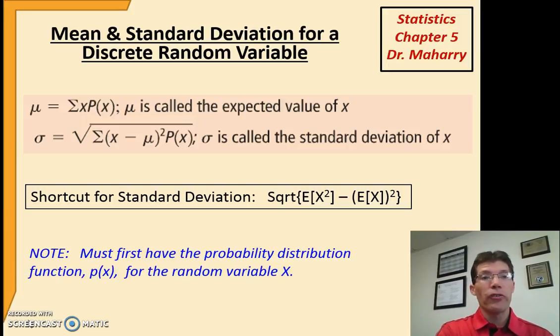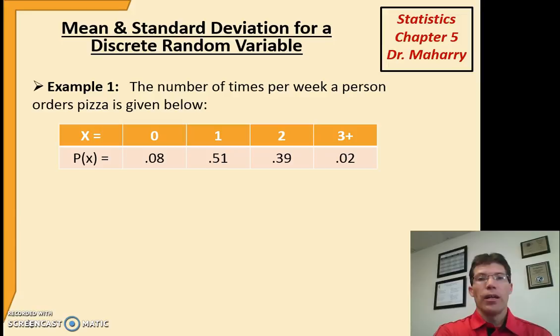Now don't forget that the first thing you need is the probability distribution function. You need to know the probabilities associated with each value of the random variable x. So if we look at an example, here x equals the number of pizzas per week a person orders. So in this case we let x equal 0, 1, 2, and then we group 3 or more. Somebody did a survey and we collected some data, and 8% of people order no pizzas a week, 51% of people order 1 pizza a week, 39% order 2 pizzas a week, etc. So here we're given the probability distribution function.